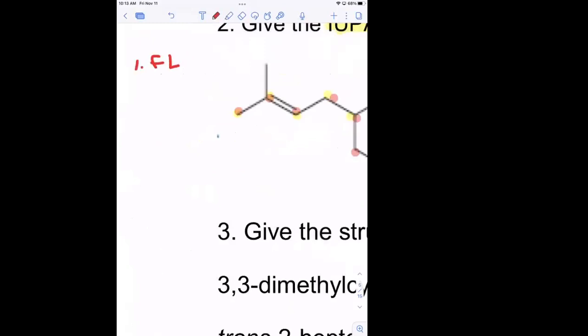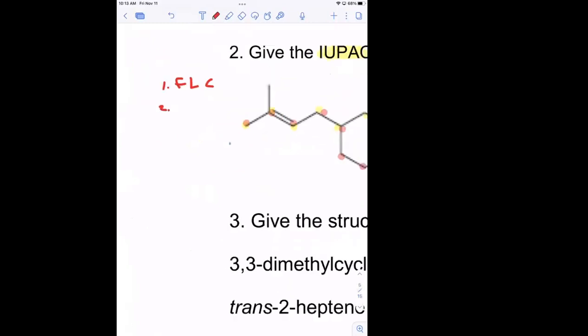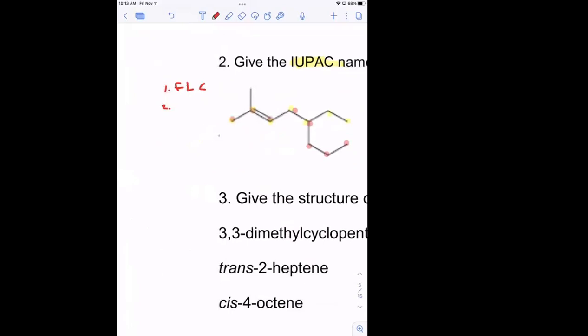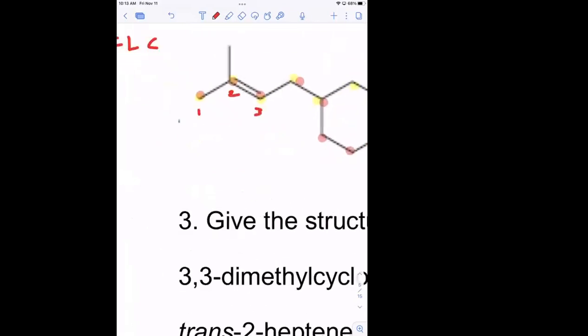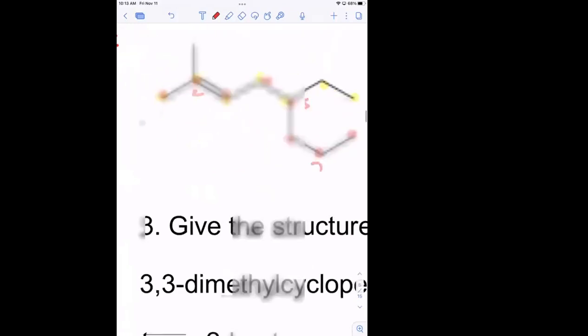so we're gonna find the longest chain. Second is you want to number from the end closest to the alkene. This is an alkene, right? So that's the rule. And that's closest to the double bond, that's where we number from. So we're gonna start numbering from here. 1, 2, 3, 4, 5, 6, 7, and 8.